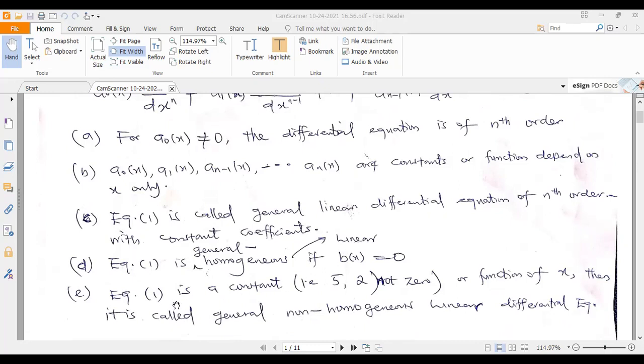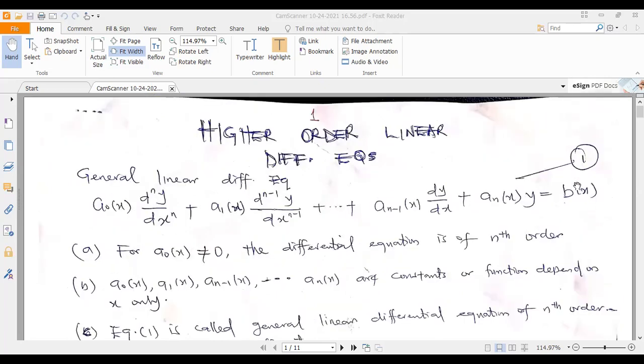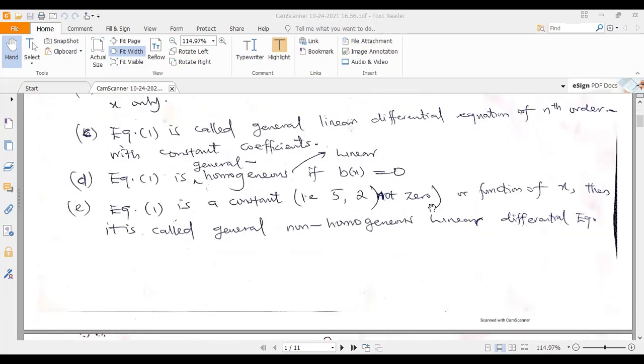Now, let's take a look at another thing again. In equation 1, let's say our b of x is 5. It can be 2, but not 0. What I'm trying to say is that this b of x, if it is 5, it is 10, it is anything like a constant, or perhaps it is a function of x, then that makes this equation 1 non-homogeneous.